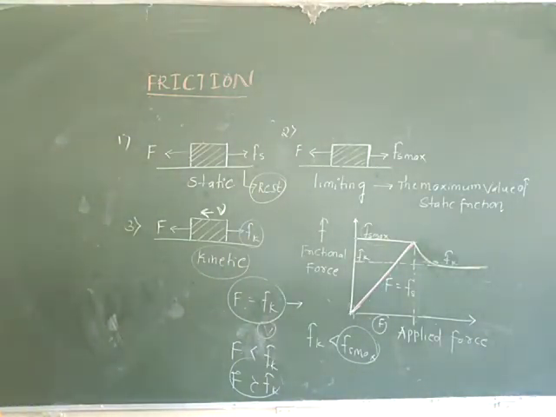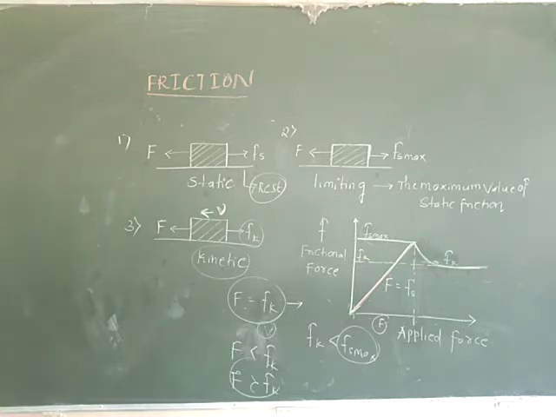One is static friction, the friction between two bodies in contact when they are at rest. Limiting friction is the maximum value of static friction between the two bodies when they are in contact. And the third one, kinetic friction, is the friction between two bodies in contact when they are in relative motion.